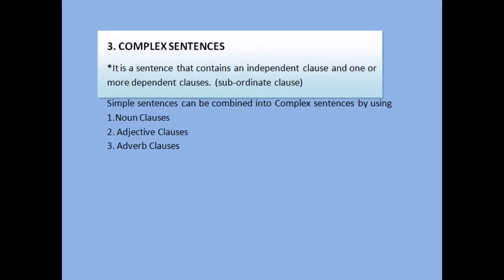And now we come to the third type of sentence, that is complex sentences. And what is a complex sentence? It is a sentence that contains an independent clause and one or more dependent clauses. So these dependent clauses are also called subordinate clauses, and subordinate clauses have to depend on the main clause to make complete sense. They cannot stand on their own and they cannot make sense on their own. And below this, there are three ways how complex sentences can be combined. We will see them one by one again.